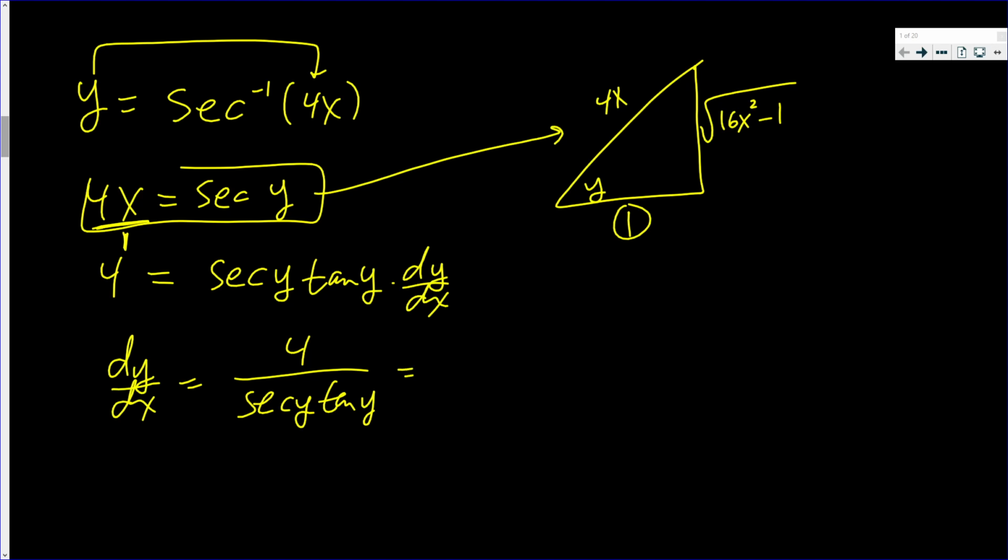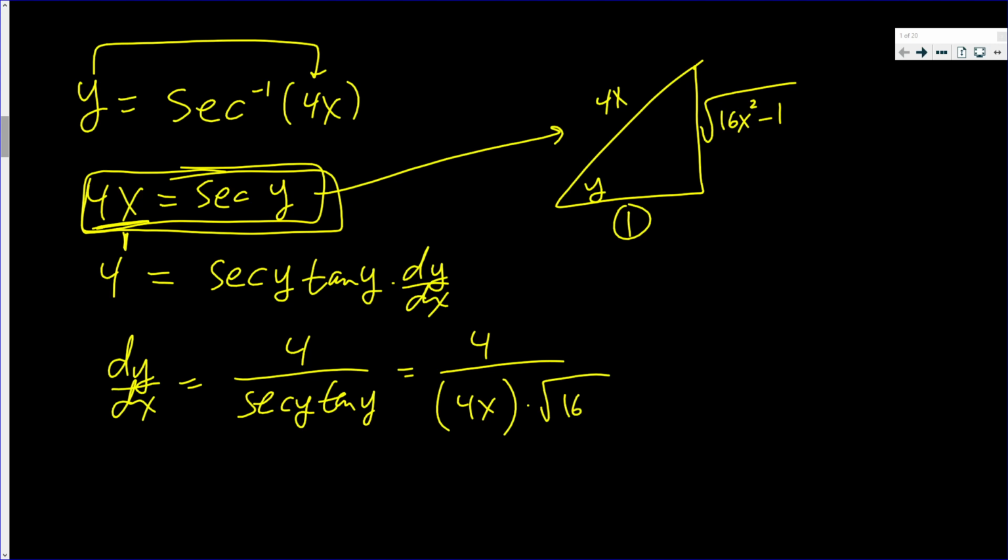So this is 4 over, I won't do the reciprocals yet. That is, the secant of y, well, you can get it from the triangle, or you can say, oh, that was given, times the tangent of y is this over 1. Oh, so it worked out nicely.